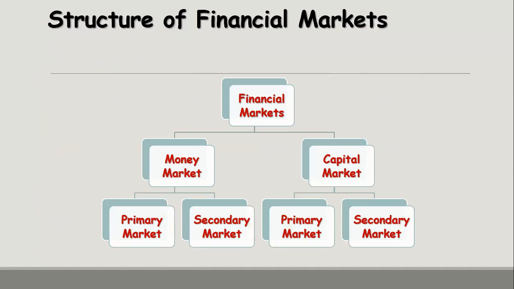Structure of financial market: the money market and the capital market, both having sub-markets, primary and secondary, for the money market and for the capital market.